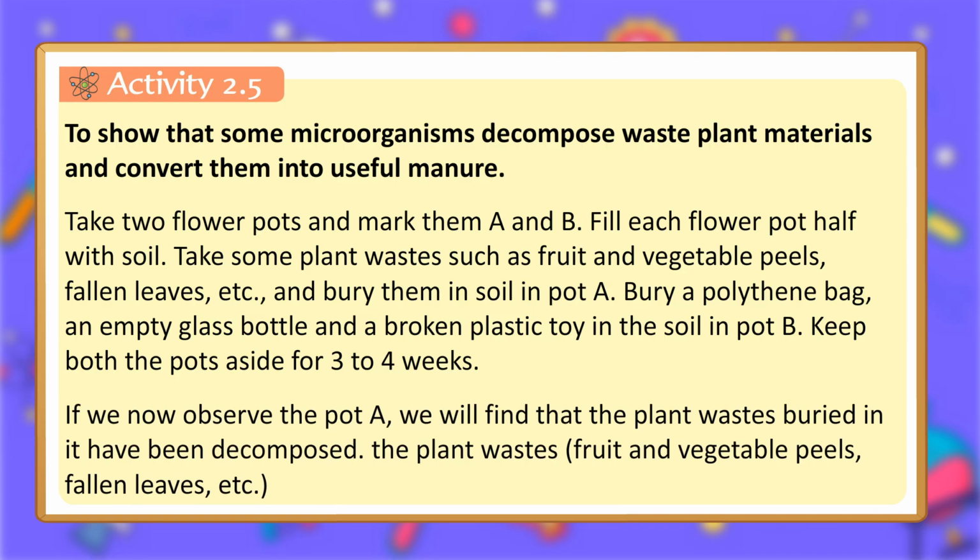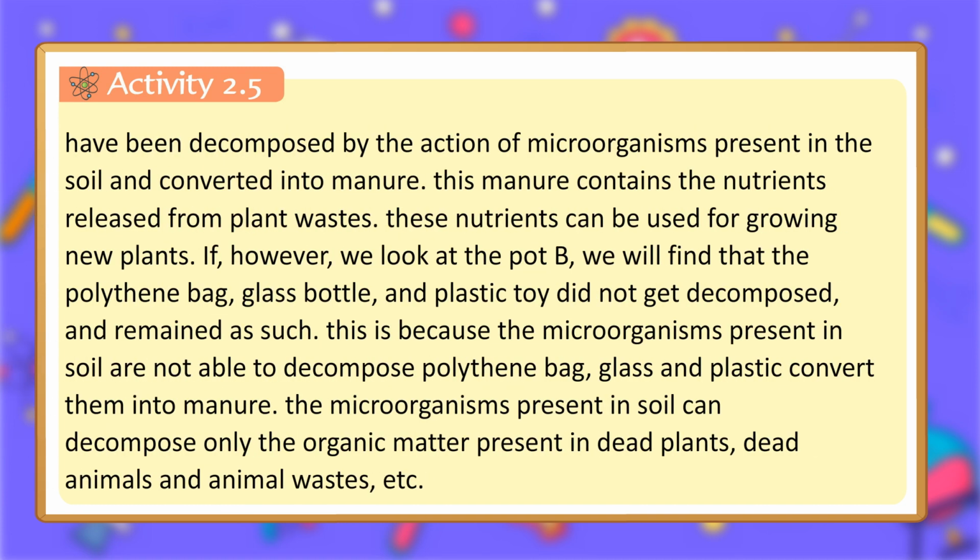If we now observe the pot A, we will find that the plant wastes buried in it have been decomposed. The plant wastes, fruit and vegetable peels, fallen leaves, etc., have been decomposed by the action of microorganisms present in the soil and converted into manure. This manure contains the nutrients released from plant wastes. These nutrients can be used for growing new plants.